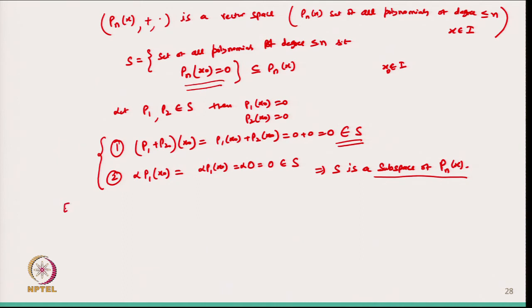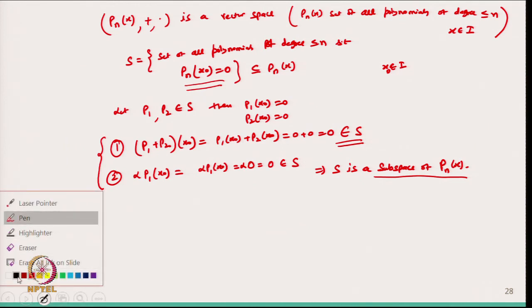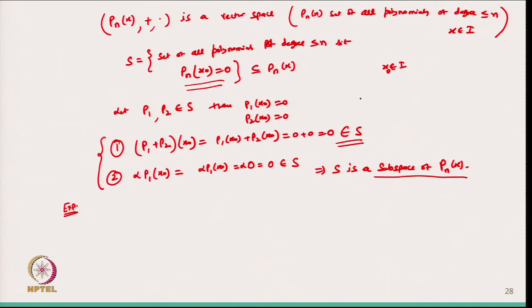Let us take another example. Now, in this case also I want to check whether the 0 element is there or not. So, if I take the 0 polynomial at x naught, it is always 0, which means it belongs to S. So, from here I can say that the 0 polynomial also belongs to S.